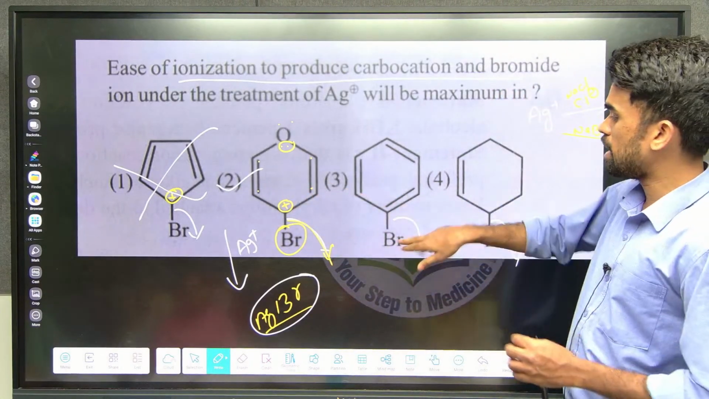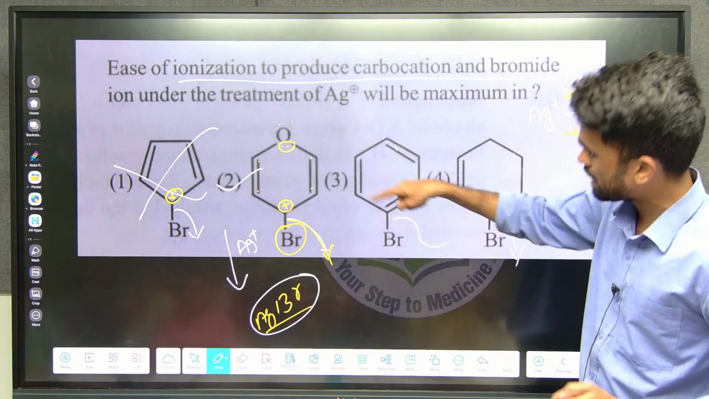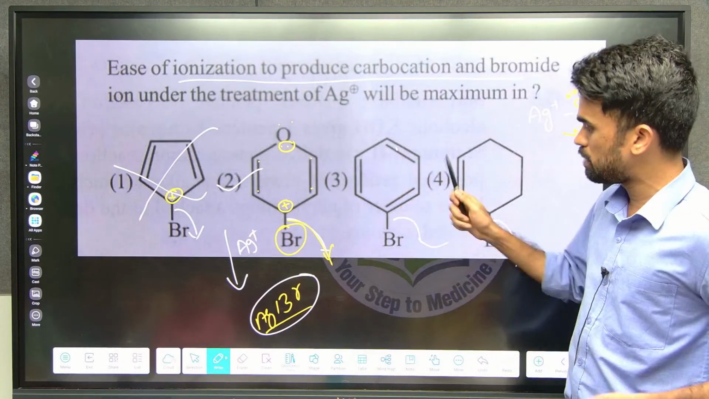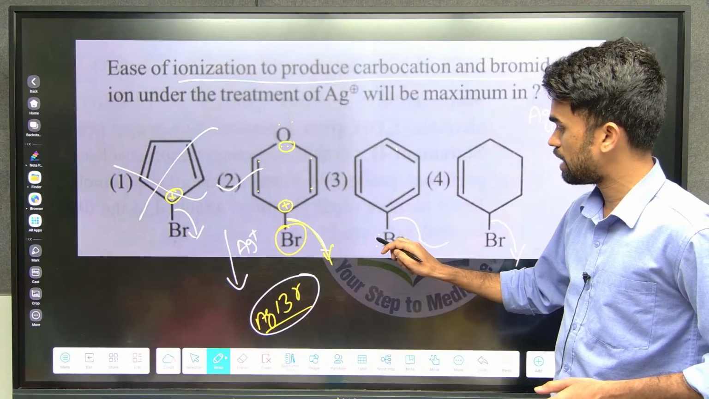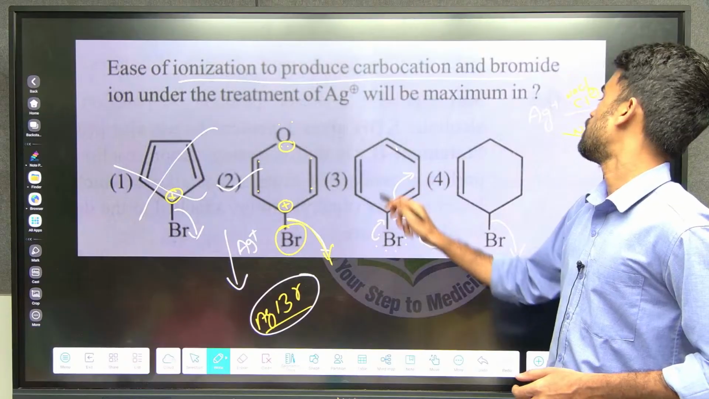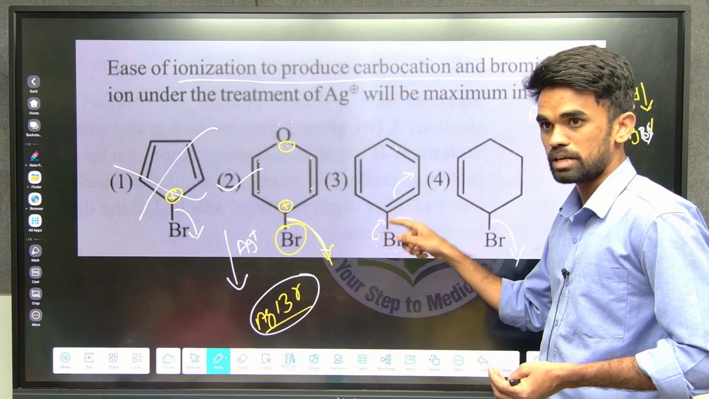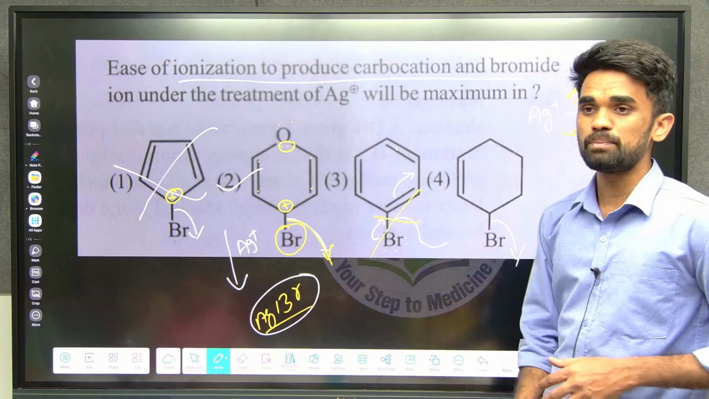So now what about the third compound? See, bromine is already there, but actually it is not about the bromine. This compound is already aromatic right now, and these lone pair electrons are in conjugation with the pi electrons. If they are in conjugation with the pi electrons, a single bond becomes a pi bond, a double bond. Will the bromide come out? No, this also won't get precipitated.